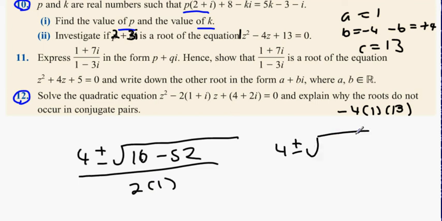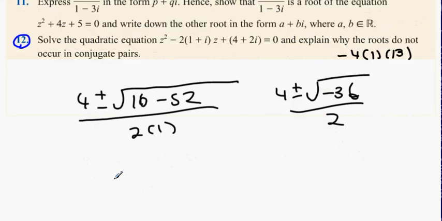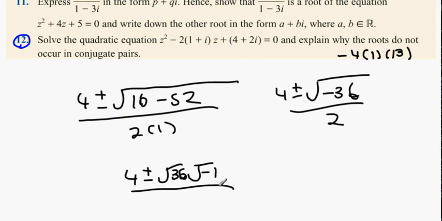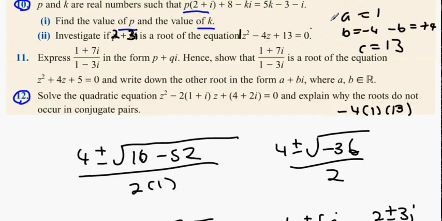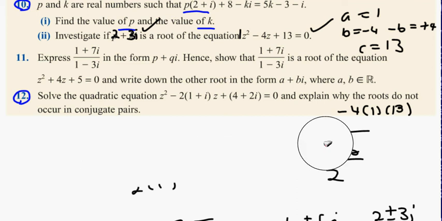4 plus or minus the square root of minus 36, all over 2. Then it's going to be 4 plus or minus root 36 times root minus 1, all over 2. That's going to be 4 plus or minus 6i all over 2. That's going to be 2 plus or minus 3i. So the two answers are 2 plus 3i and 2 minus 3i. So investigate if it is a root. Okay, so that's correct. Now number 12.